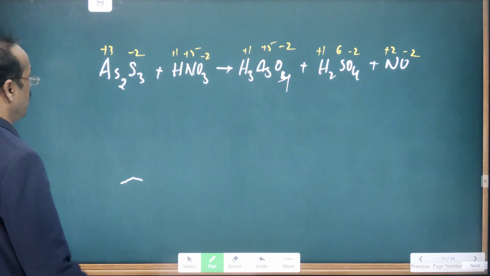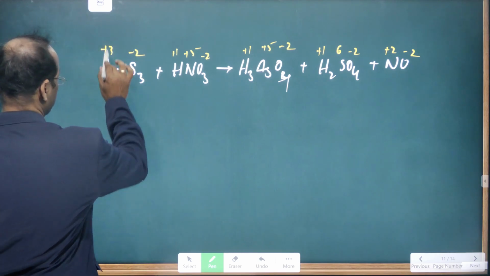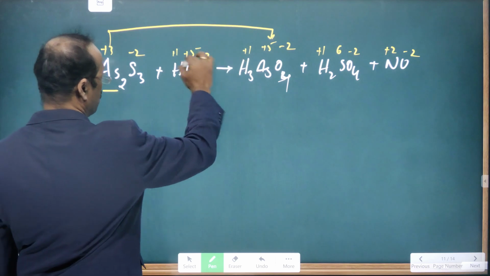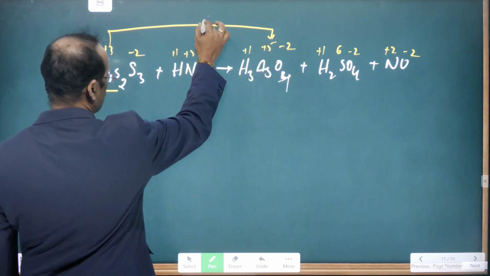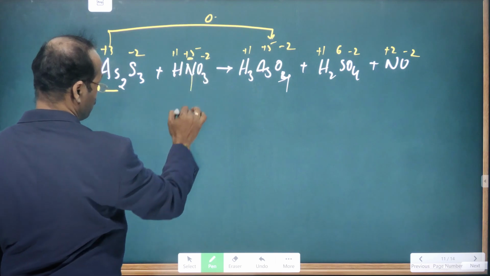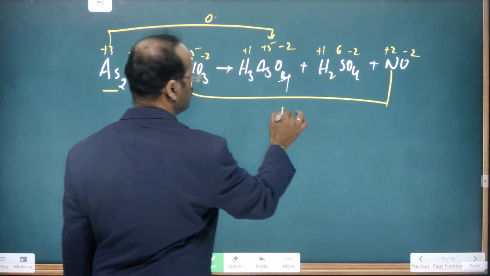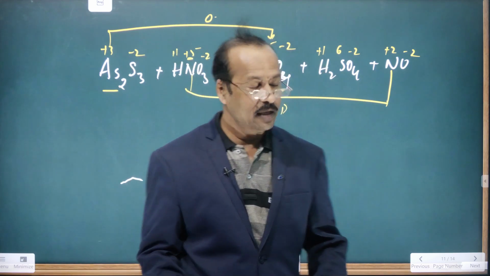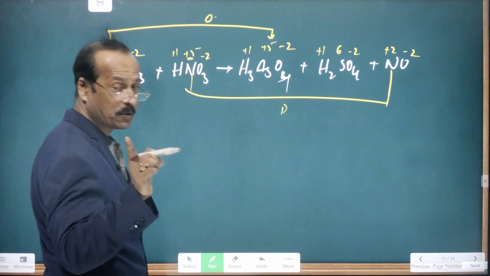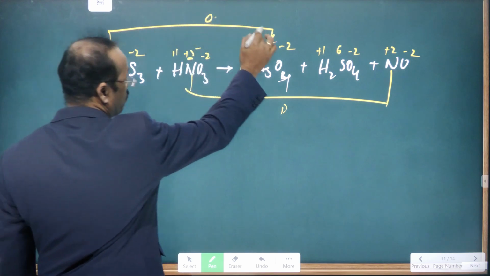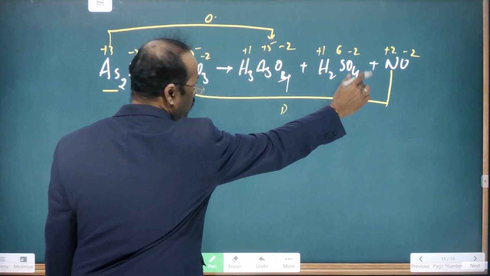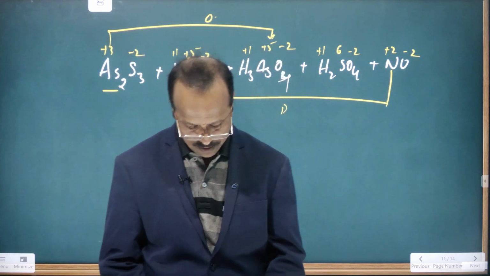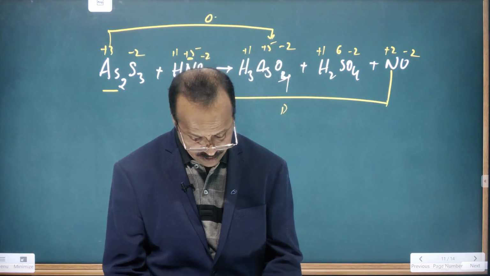So the main element here, arsenic, is +3 here and +5 there. +3 to +5 is an increase, which means oxidation. Nitrogen goes from +5 to +2, which means decreased, so reduction. So a redox reaction is taking place, and one atom is undergoing oxidation while the other atom is undergoing reduction. So this is called an intermolecular redox reaction. So the answer is, sorry, for the ninth one, the fourth is the right answer.